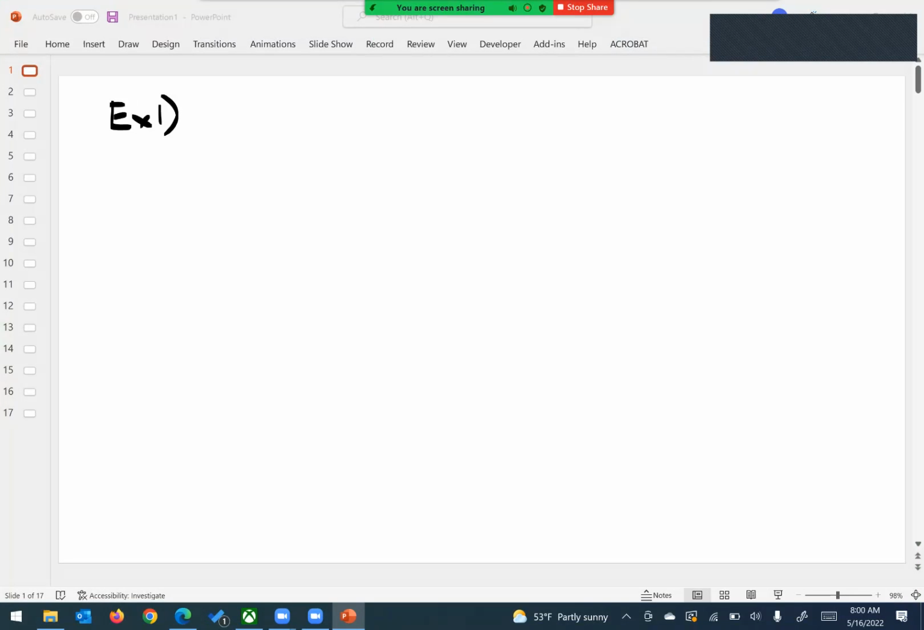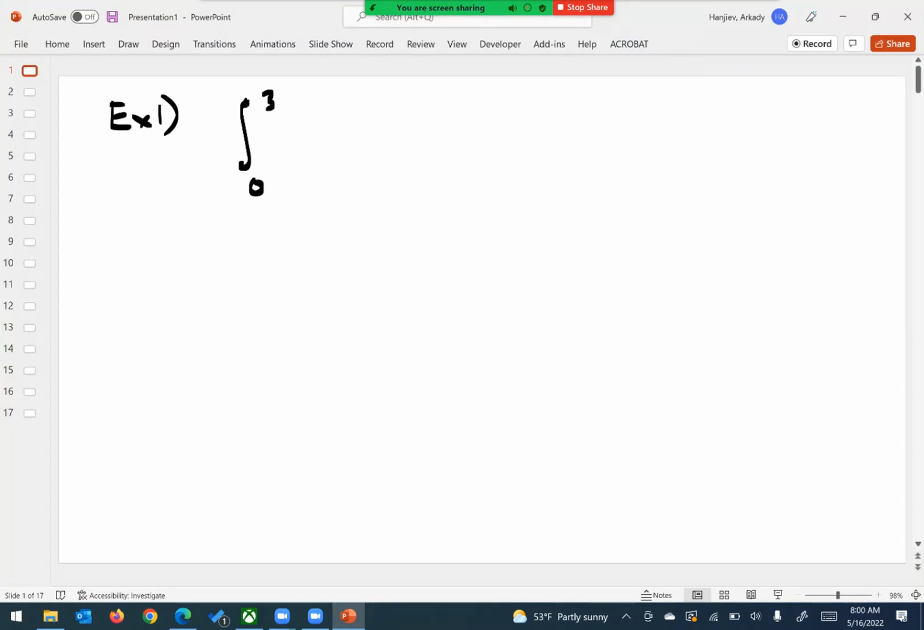A definite interval. Let's see how that works, and we'll do it with the C value as well. So let's go 0 to 3 of this little function, x to the third power minus 6x dx. We'll do it real quickly.